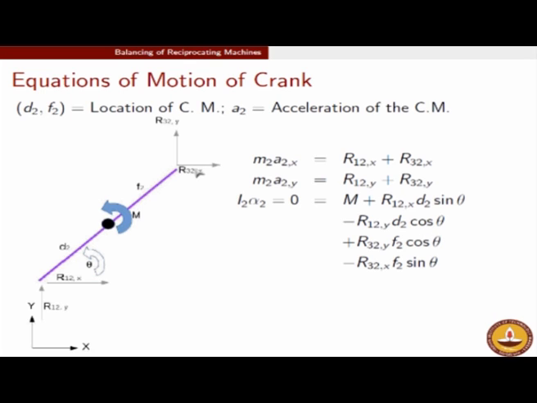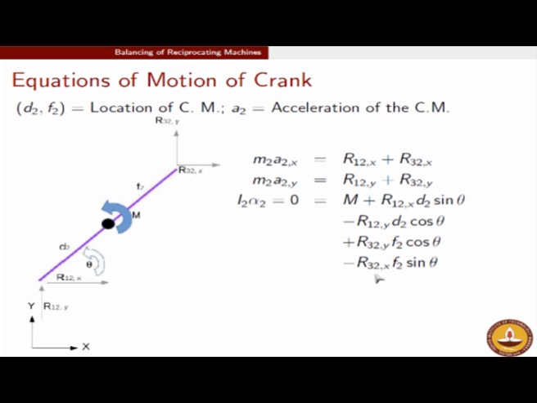You will also have a moment due to R32,x, and this time this R32,x is going to create a clockwise moment about the center of mass. So therefore it comes with a negative sign, and the moment arm corresponding to it will be F2 sine theta. This is F2, this angle is theta, so therefore this is F2 sine theta. And similarly R32,y is going to create a counterclockwise moment like M, and therefore R32,y comes with a positive sign, and the moment arm corresponding to this will be exactly F2 cos theta.